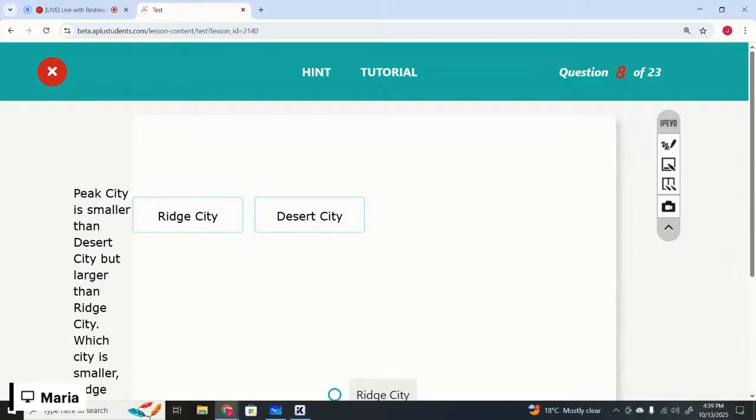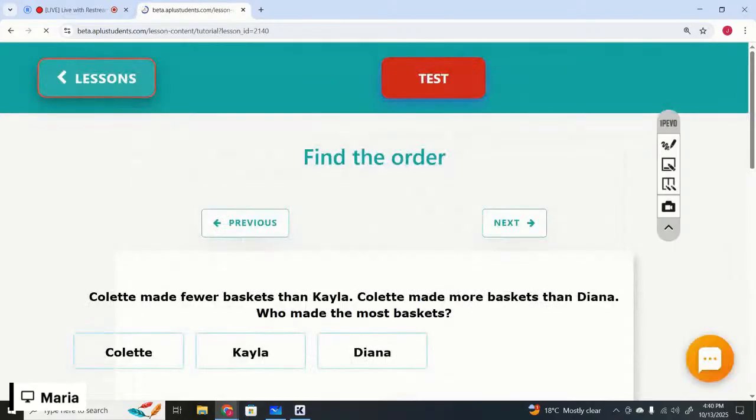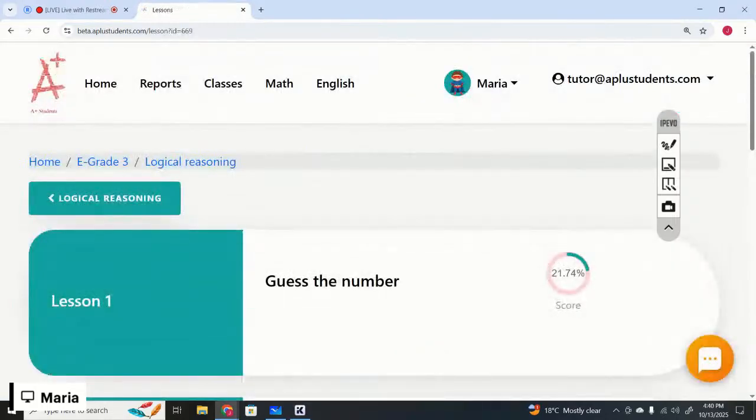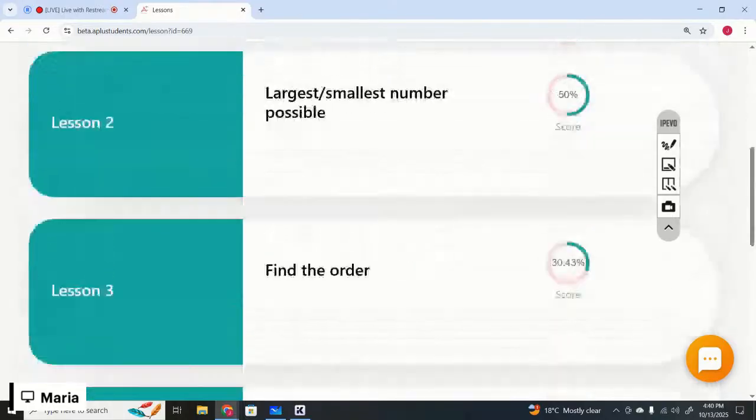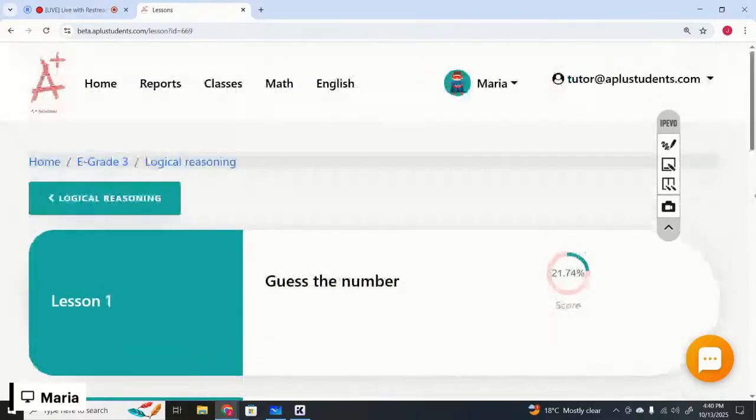Okay, you can complete the lesson by yourself today. So we were working on grade 3 math. The chapter we were working on is logical reasoning. The lessons we have covered today are guess the number, largest, smallest, and orders. So please make sure before the next session you complete all the questions for the lessons we just did. That is your homework until next session.